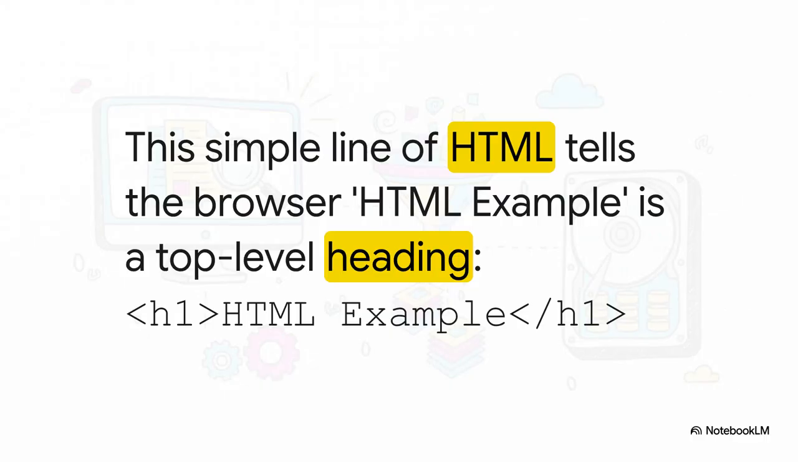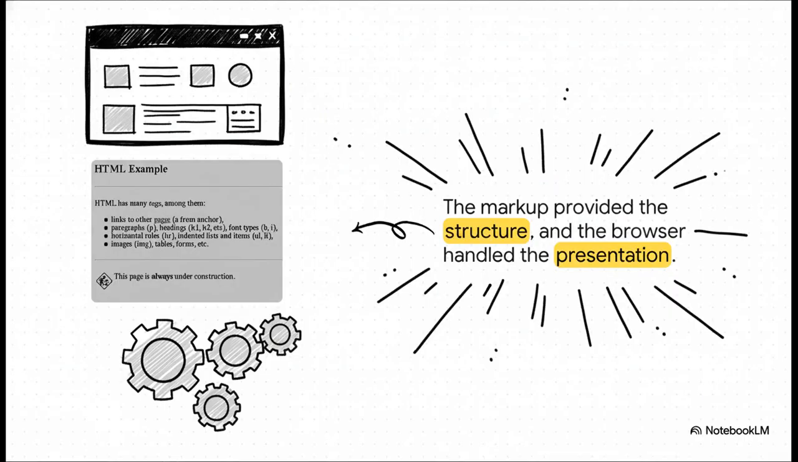All right, let's make this real. Take a look at this simple bit of HTML code. See those H1 tags on either side of the words HTML example? That's the markup. And notice, it's not saying anything about fonts or colors. All it's doing is defining that piece of text as a heading level 1. And boom, this is what your browser turns it into. It sees that H1 tag and knows exactly what to do. Display a big, bold heading.